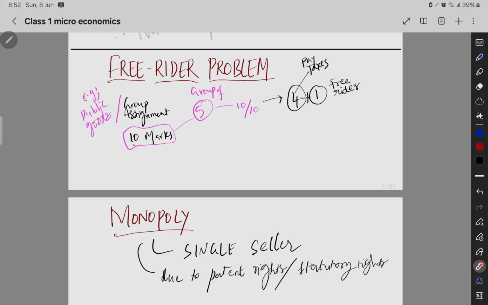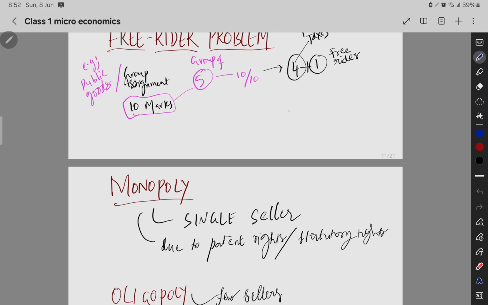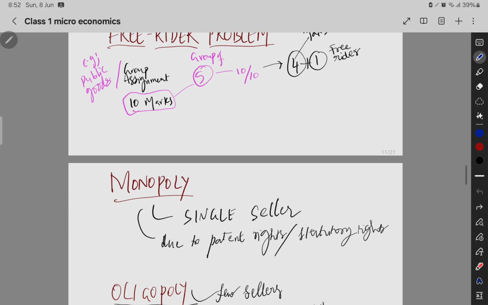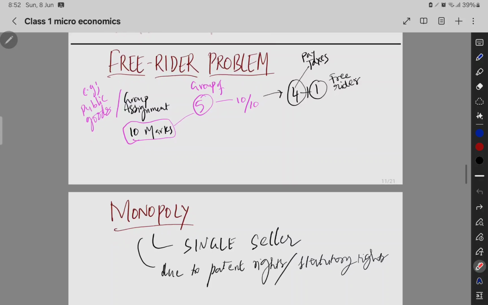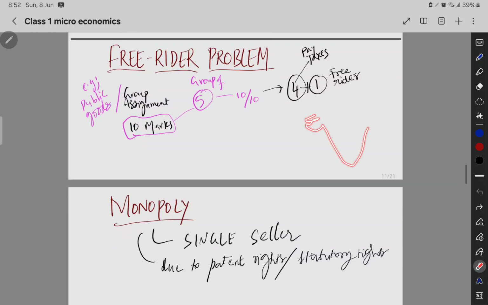Similarly, can you think of any other example? For example, national defense. Say you are not spending for national defense, but indirectly you are getting security from it. You are not paying for it, but you are getting security from national defense. So you are a free rider in such a scenario. So this is the free rider problem. I guess you are clear.